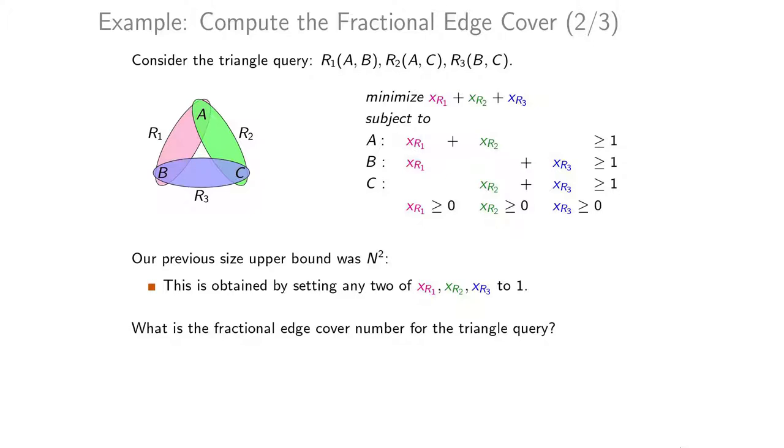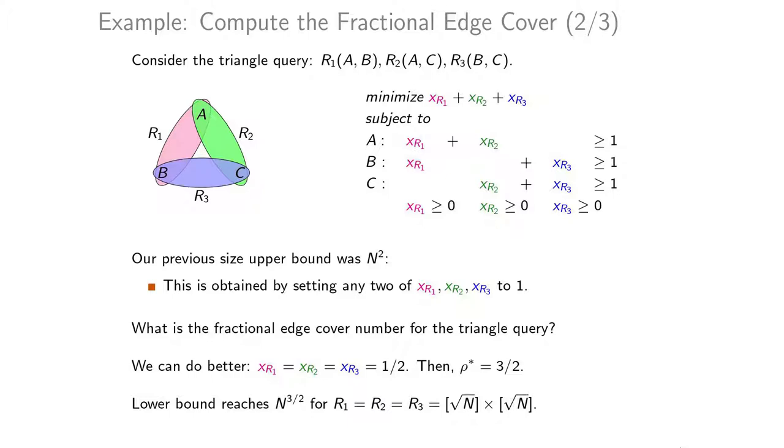So our previous upper bound was n to the power of 2. And this we can obtain by giving any 2 of the 3 hyperedges a weight of 1, because with 2 relations you can cover all the variables. But what if we now give fractional weights? I already alluded to this when I discussed the lower bound for the triangle query. The weights we could give here would be one half for every hyperedge. So if we give one half to R1, one half to R2, and one half to R3, we get a sum of the weights of 3 over 2. And in fact, this is the fractional edge cover number, 3 over 2, which is better than n squared.